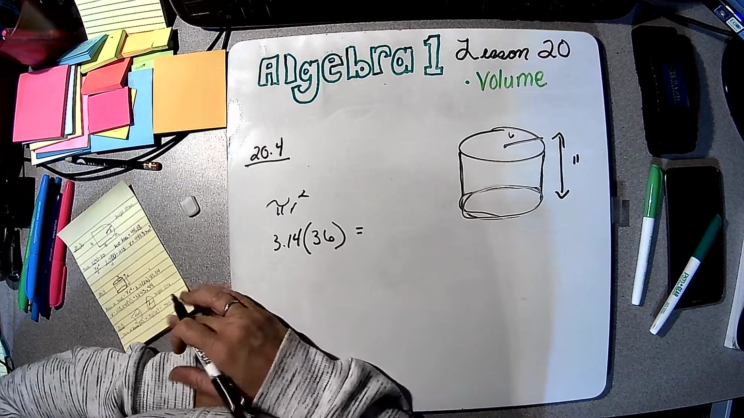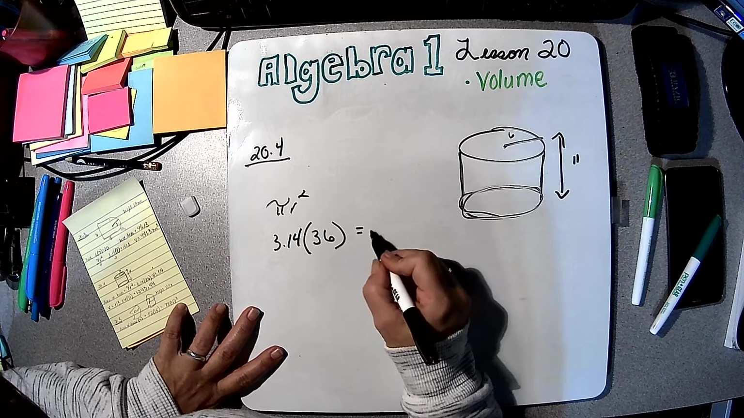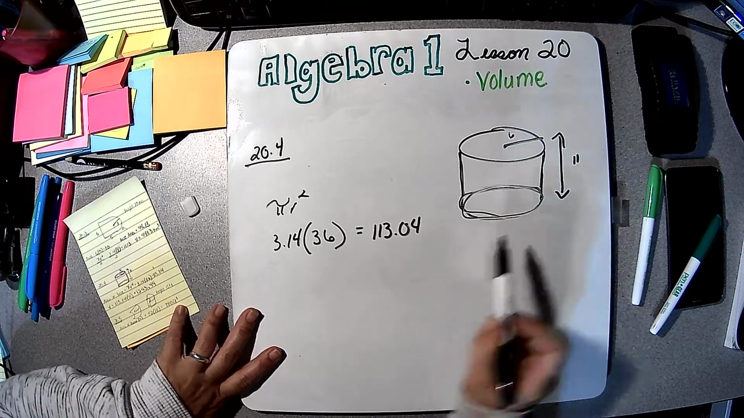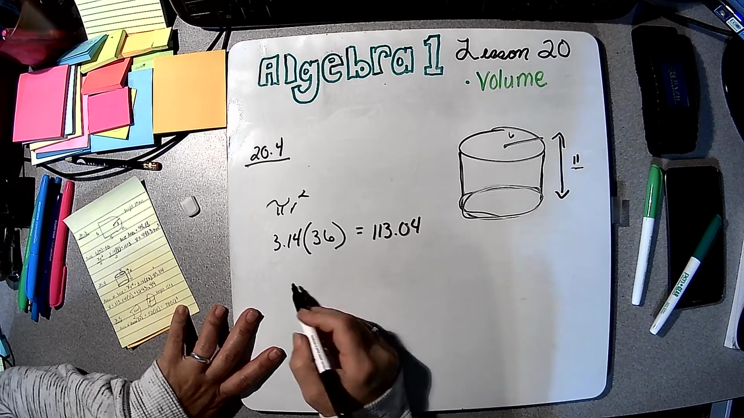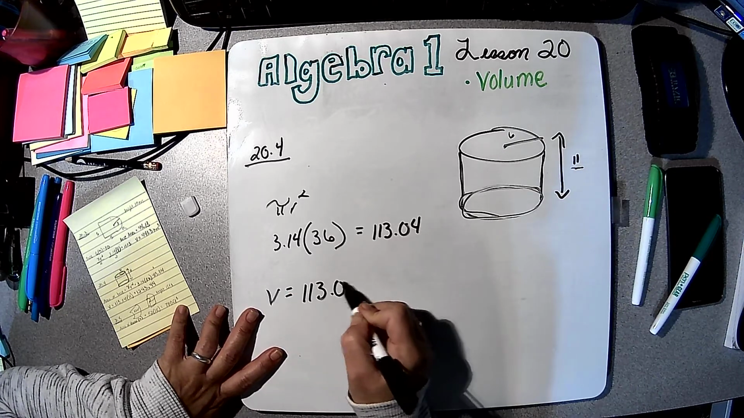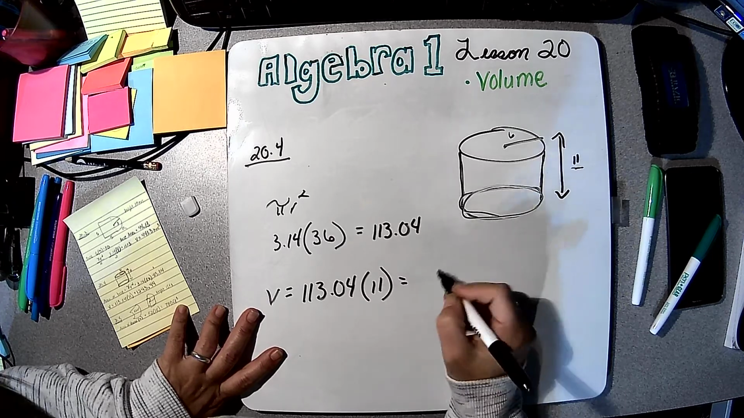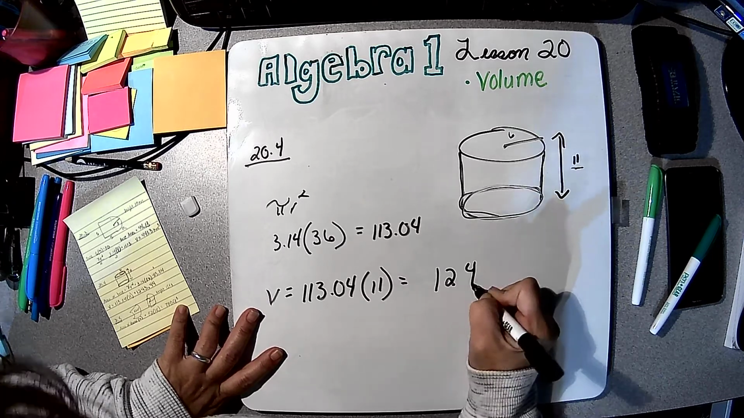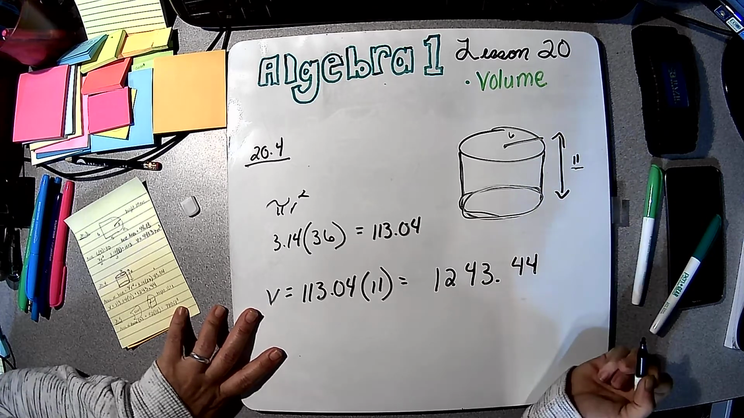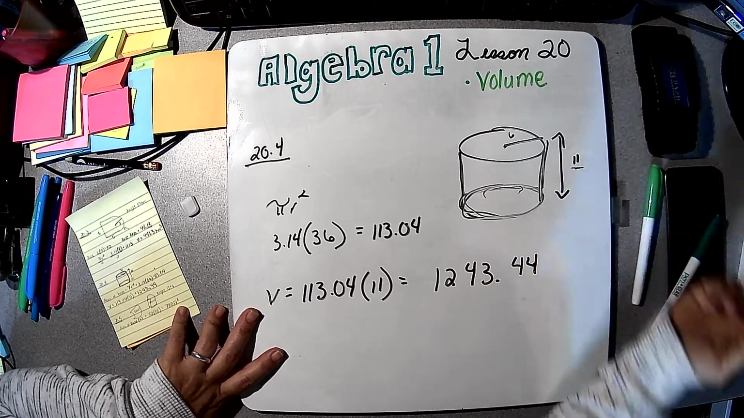Area of the base would be 113.04. And then we're going to have to multiply that times the height. So volume equals 113.04 times 11, which is going to be equal to 1,243.44. So we find our area of our base and multiply it times our height. Okay?